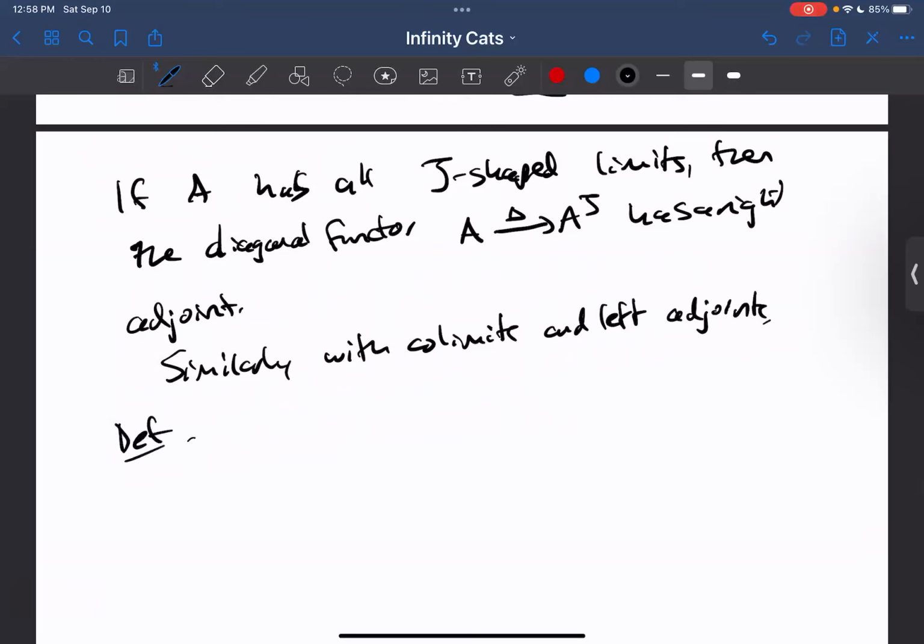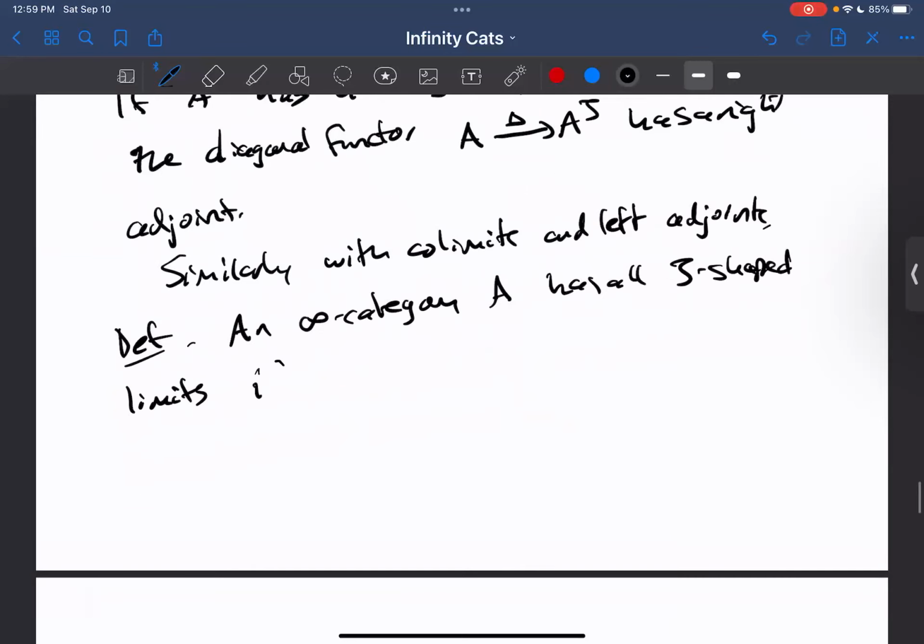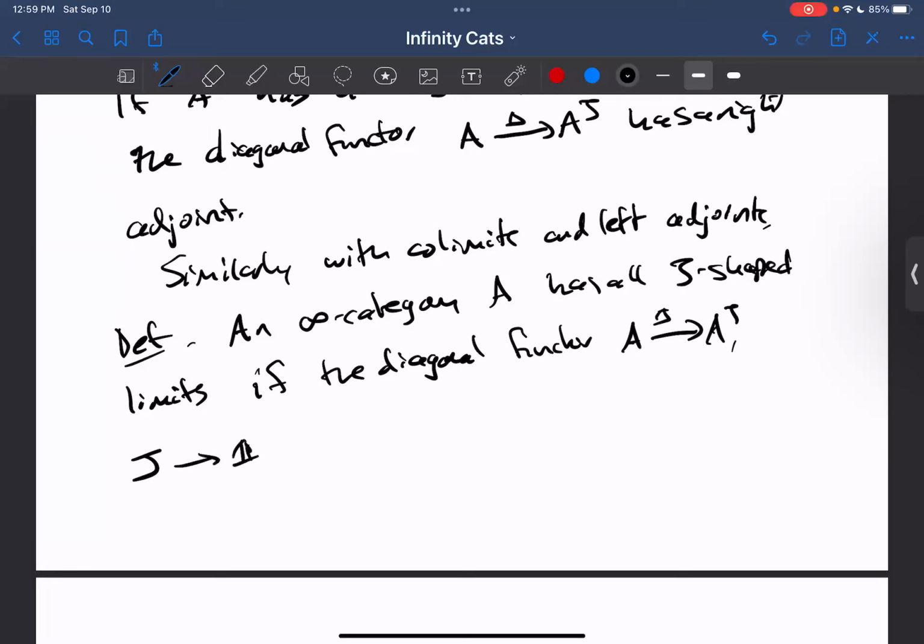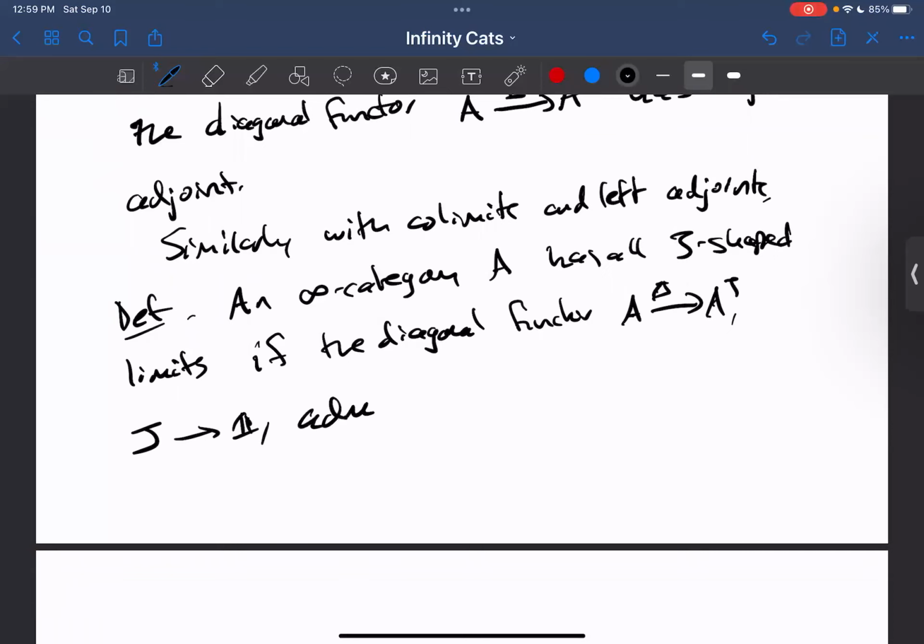So by definition, an infinity category A has all J-shaped limits if the diagonal functor A to the A^J, this is going to be induced by J to the terminal either infinity category or simplicial set, and then taking simplicial cotensors or internal homs, then the diagonal functor admits a right adjoint. Lim maps A^J to A.